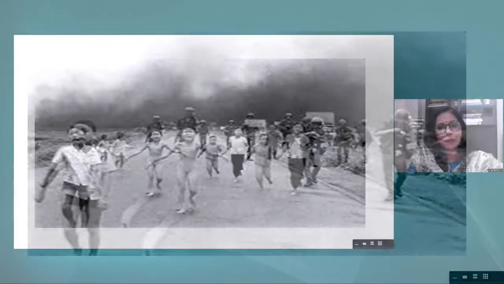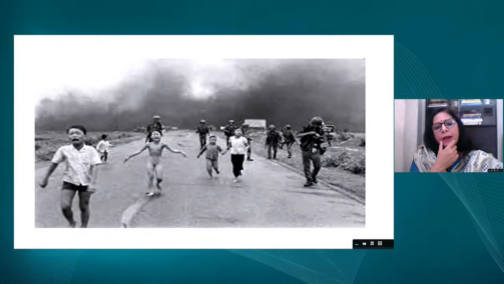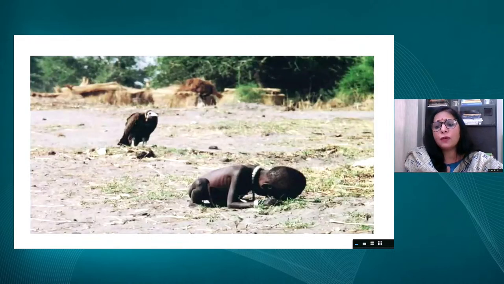So the moment we talk about the Vietnam War, we talk about this particular picture, known as the napalm girl, wherein the forces dropped napalm, which is a chemical, and the kids burned their clothes and are running towards the photographer in search of water. And the impact of this was that the US withdrew, when this picture appeared in different newspapers.